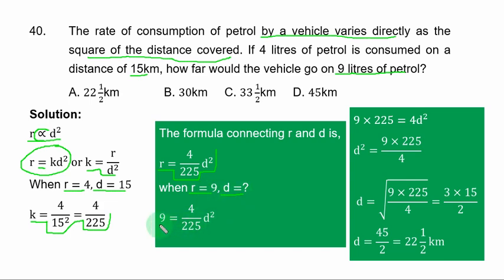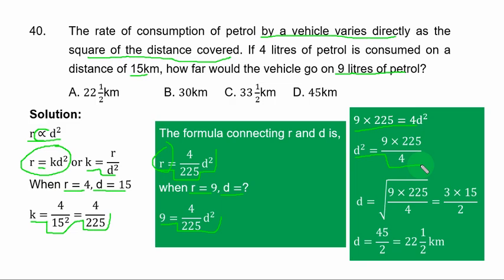So you come here to this formula now. You replace R with 9 equal to 4 over 225 times d square. You have to clear the fractions by multiplying through by 225. So you have 9 times 225 equal to 4 d square. To get d square first, divide both sides by 4, and you have d squared equal to 9 times 225 over 4. To get d, take the root of both sides.